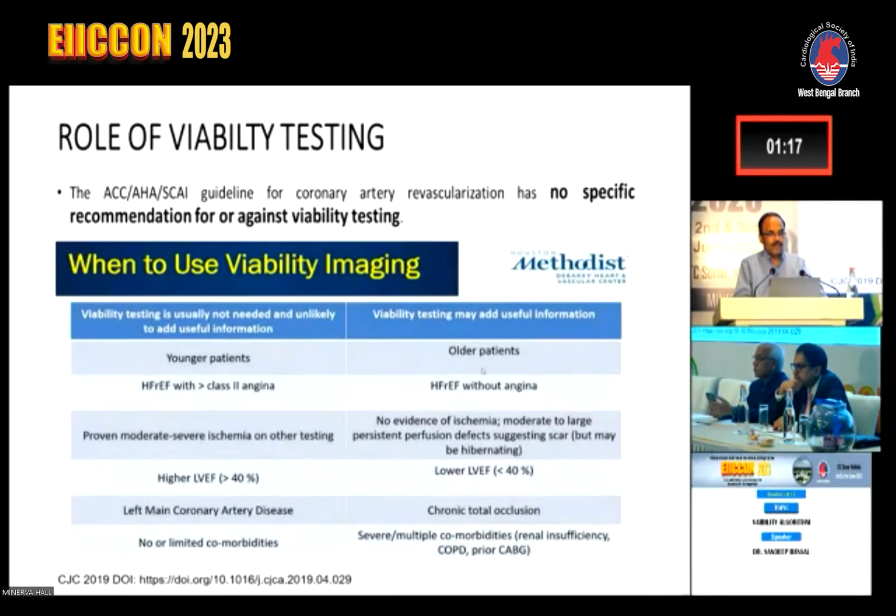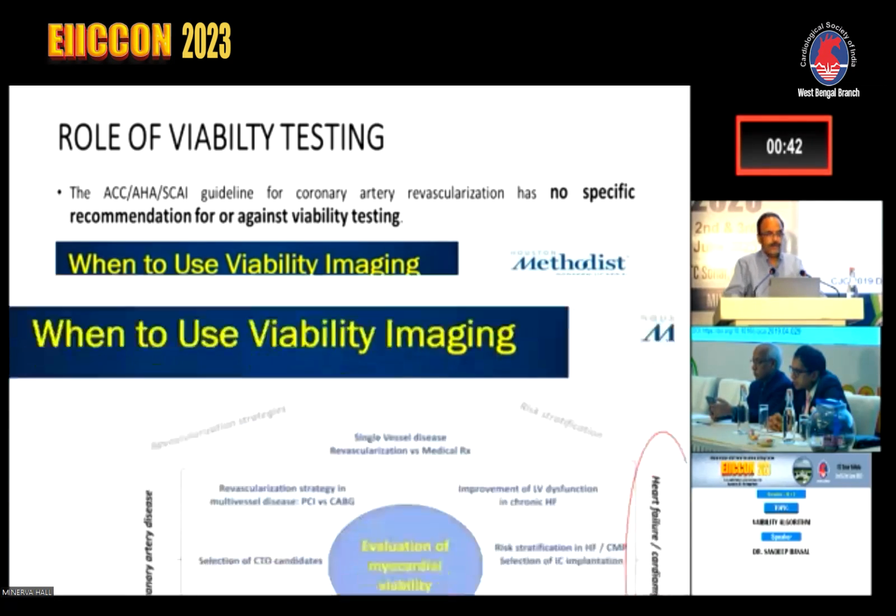So when do you use viability testing? Not in very young patients, not in people who have angina, not in people who have a normal left ventricular function, and not in people who have ischemia on routine testing like treadmill or dobutamine stress echo. But it is more useful in people with left ventricular dysfunction, in people who are relatively older, who don't have any angina, and on their angiography you find a chronic total occlusion.